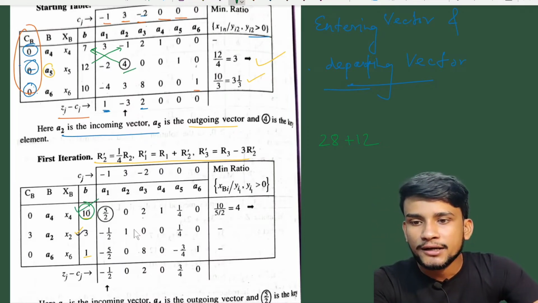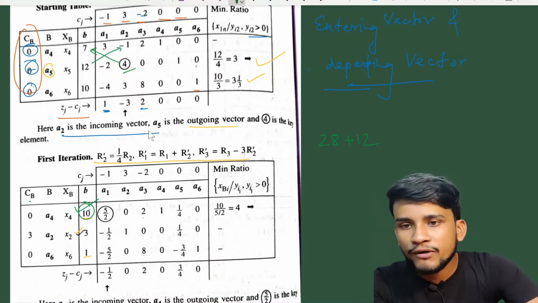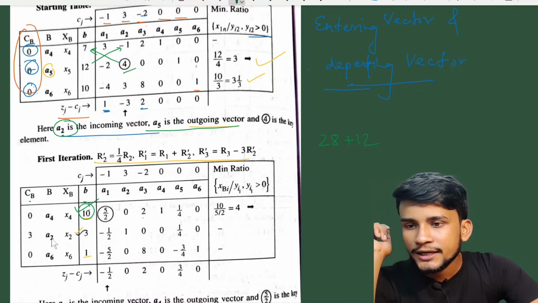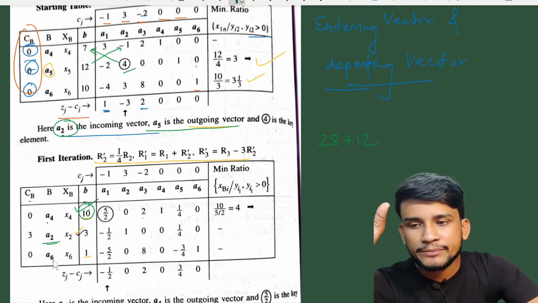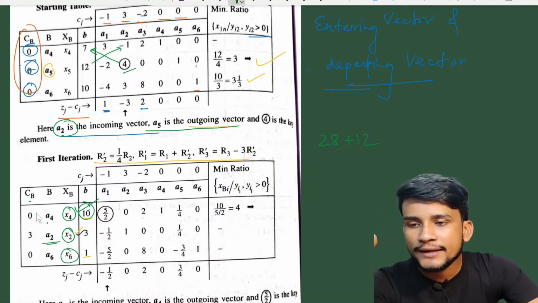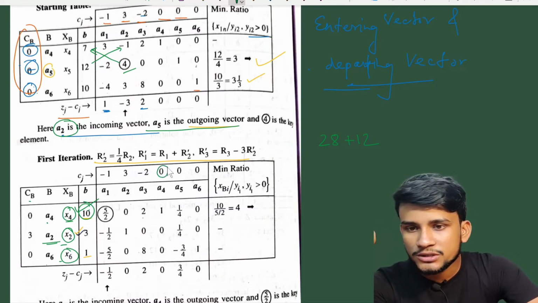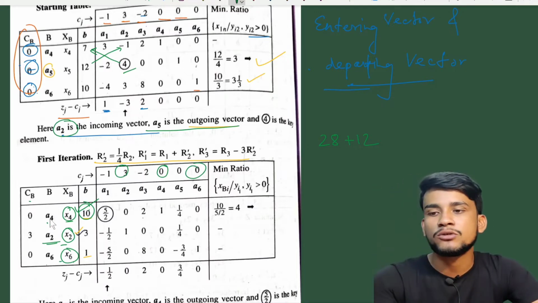And now first we write the CB and XB terms. How? a5 is the outgoing vector and a2 is the incoming vector. So we write a2 instead of a5. a4 and a6 remain the same, so the corresponding basic variables are x4, x2 and x6. The corresponding costs of the variables x4, x2 and x6 are: x4 has cost 0, x2 means 3, and x6 again 0. So we put these costs here.